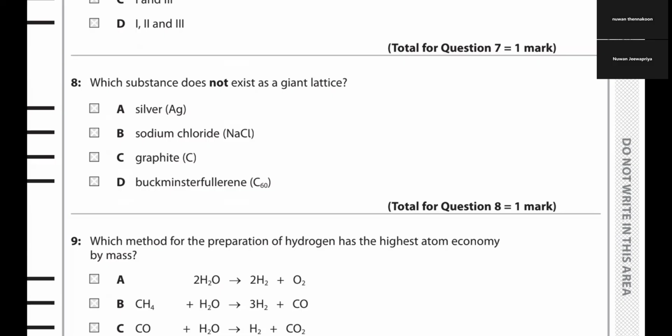The answer for that is D. Right? The answer is Buckminster fullerene, that they are not making a lattice. Fullerene is a molecule only. Now we go to question number 9.